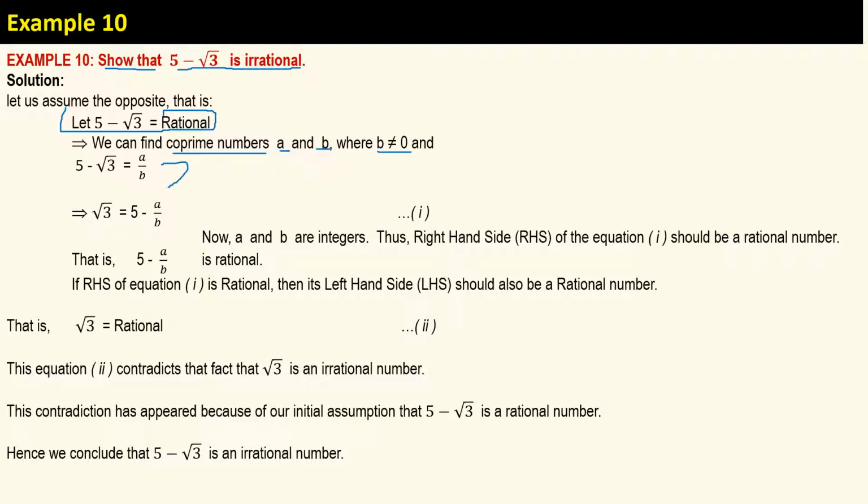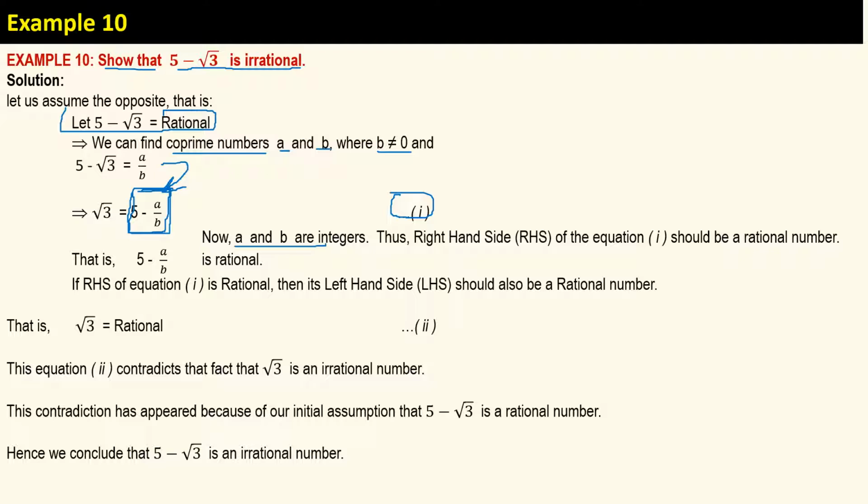If we rearrange this equation, we get square root of 3 is equal to 5 minus a divided by b. Now we see that both a and b are integers, and the right hand side, 5 minus a by b, is therefore a rational number, because 5, a and b are all rational numbers. Therefore the right hand side of this equation number 1 is a rational number.